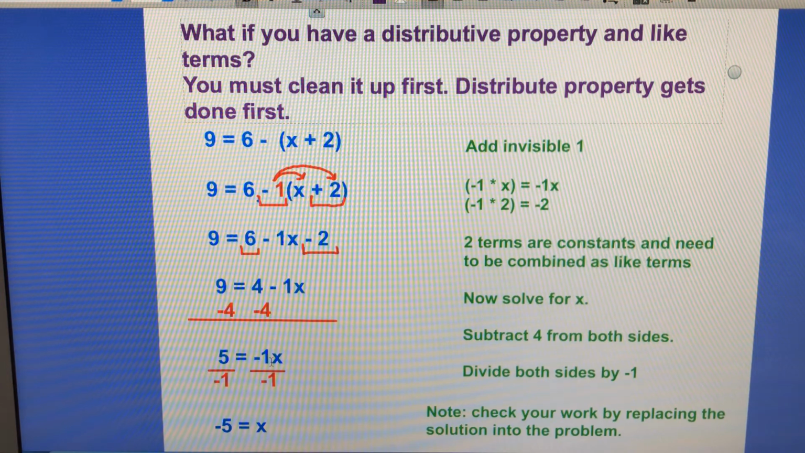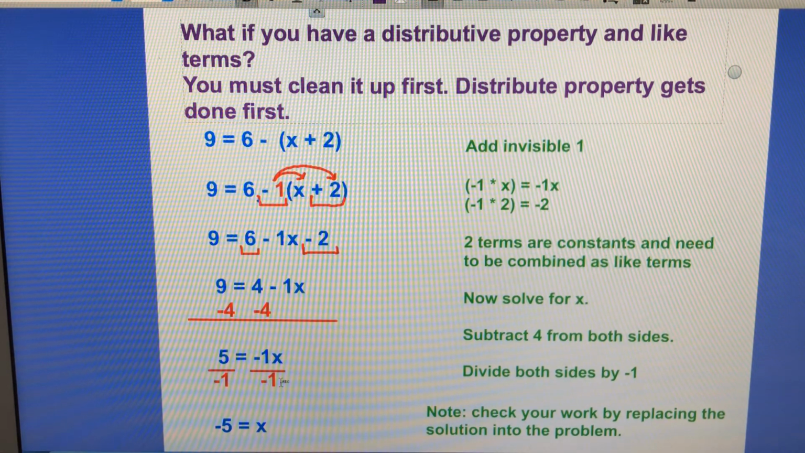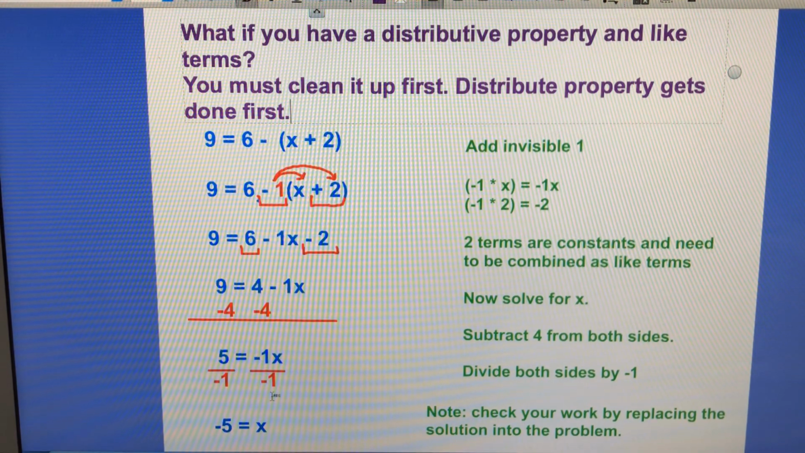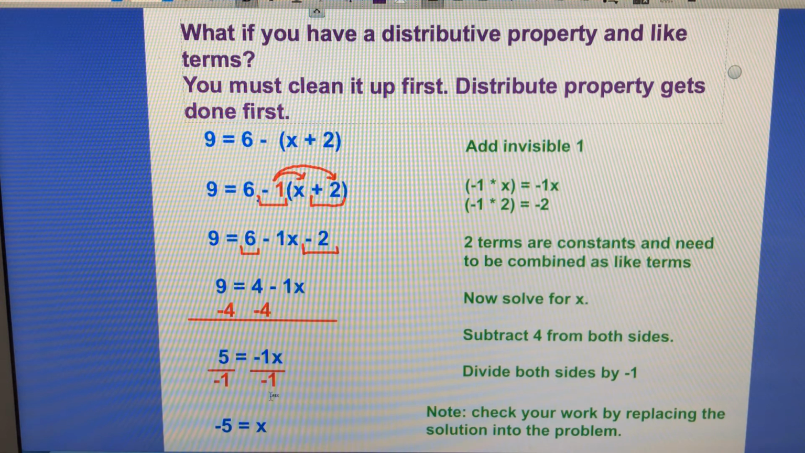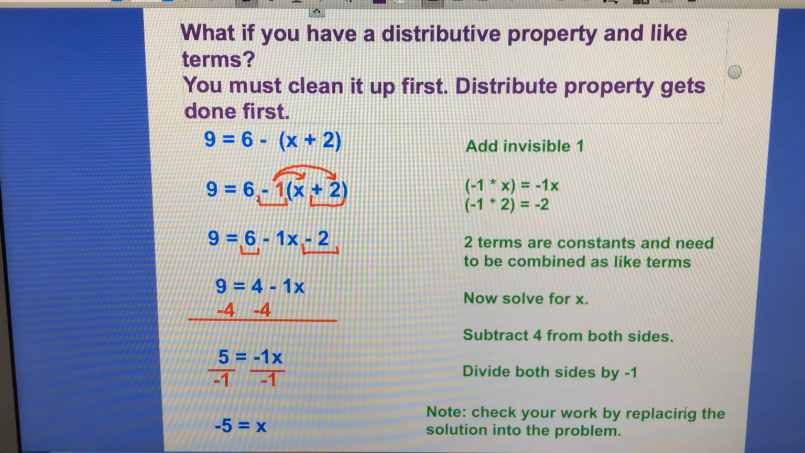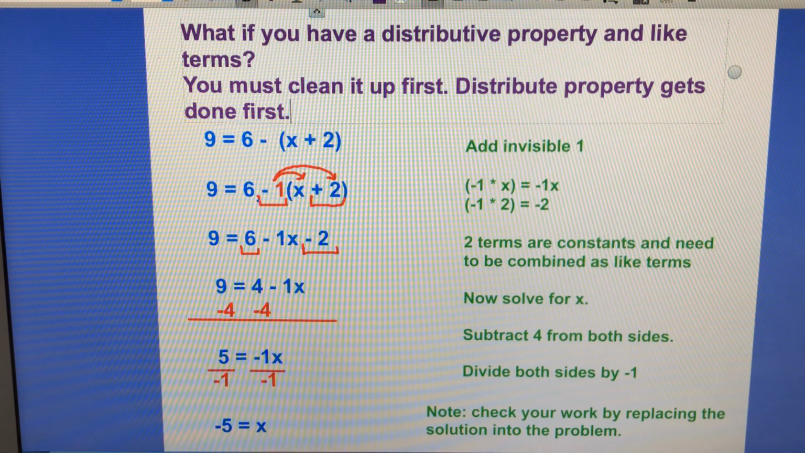I am left with a negative 1x. I don't want a negative 1x. I want a positive x. So I have to divide both sides by negative 1 just to eliminate this invisible 1 that I added. But I needed it. Otherwise, that negative sign would just be sitting out here all by itself. In the end, negative 5 equals x. I suggest you check your work. Make this x a negative 5 in the original equation, and make sure that both sides equal each other.